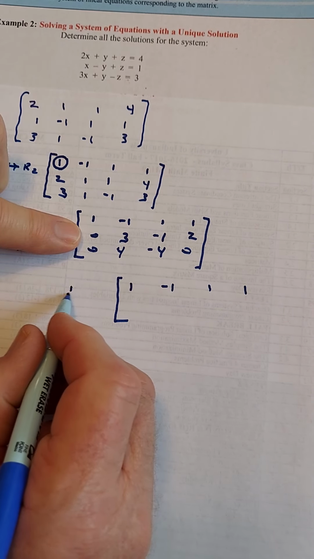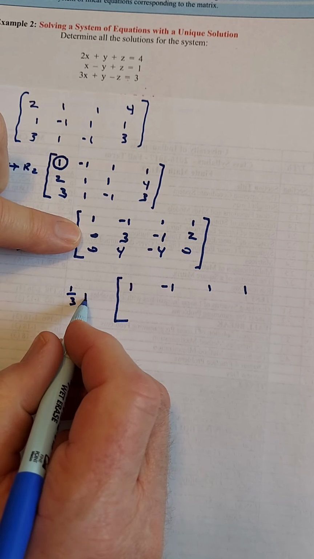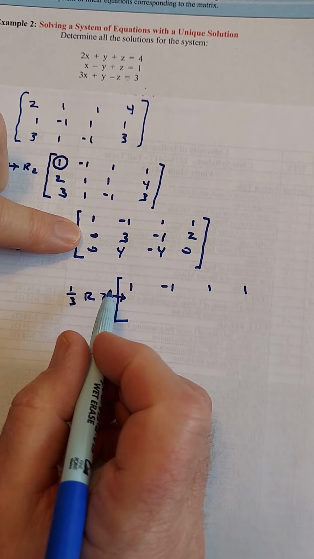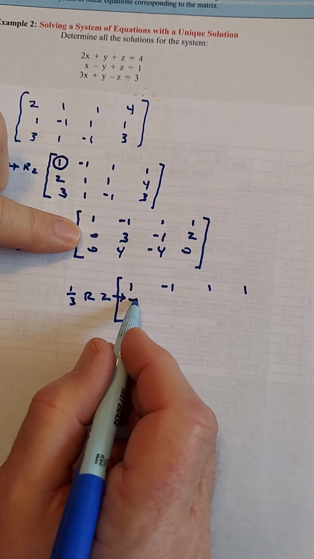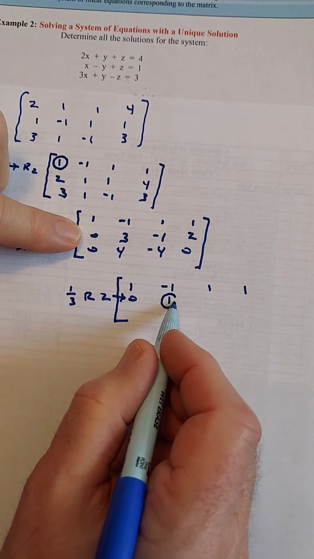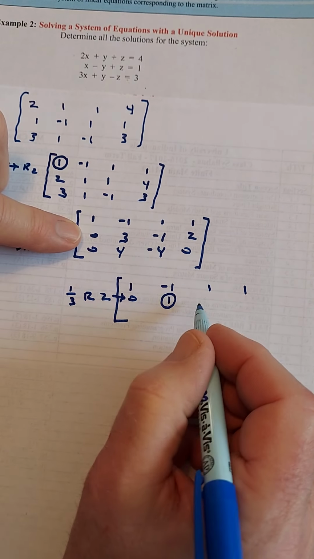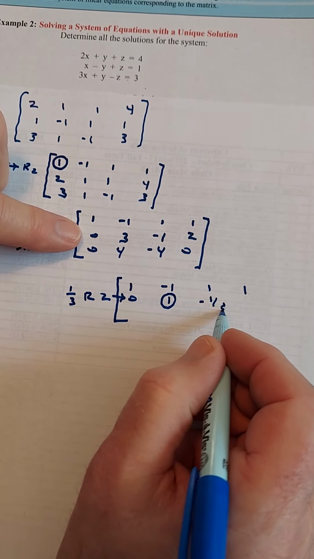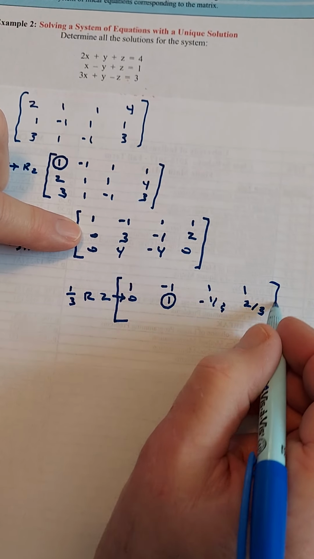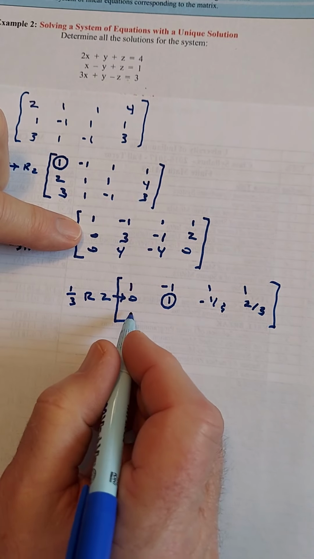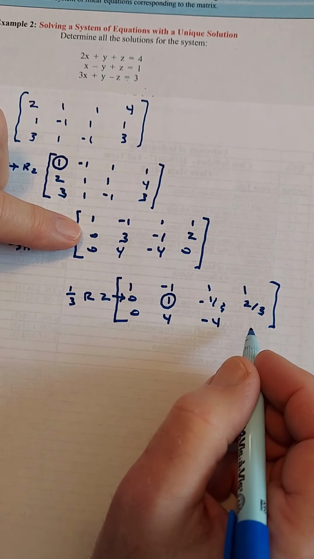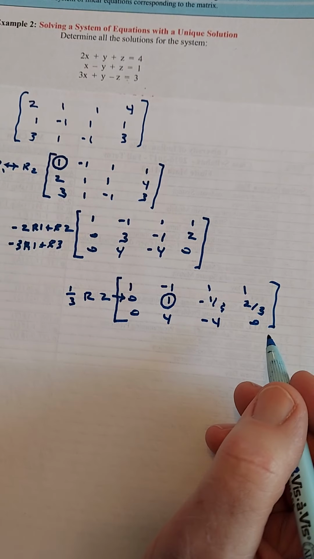The second row, I got to change the 3 into a 1. So I'm going to take 1/3, that's the reciprocal of 3, times row 2. So 1/3 of 0 is 0. 1/3 of 3 is 1. That's going to be my new pivot, so I'm going to circle that. 1/3 of -1 is -1/3. And 1/3 of 2 is 2/3. And the bottom row stays the same. The only time you can work on more than one row at a time is when you're getting zeros.